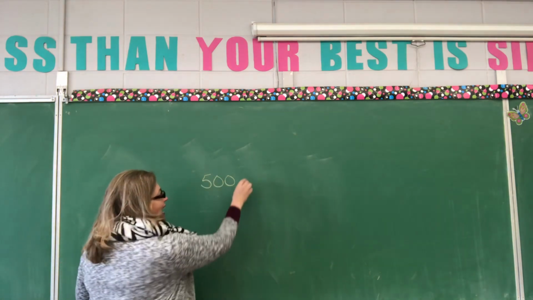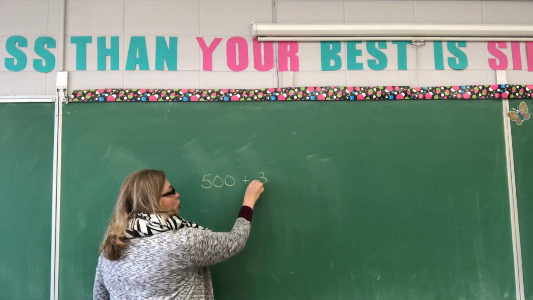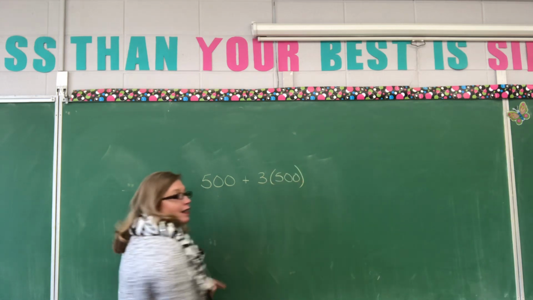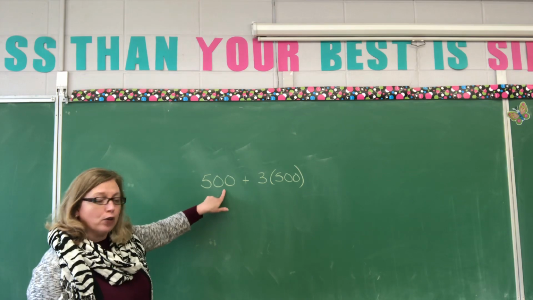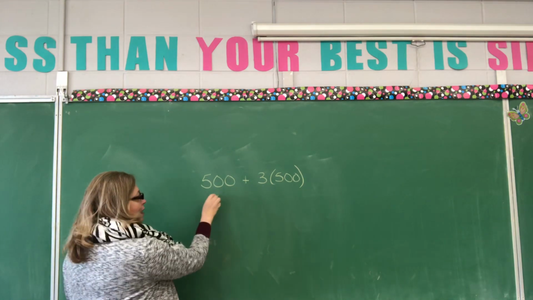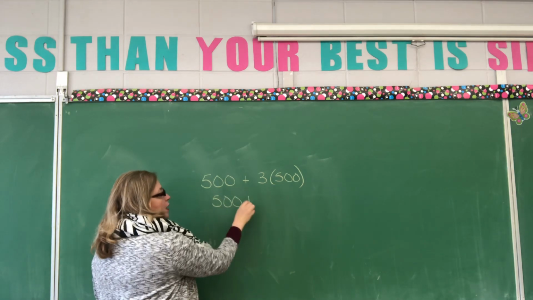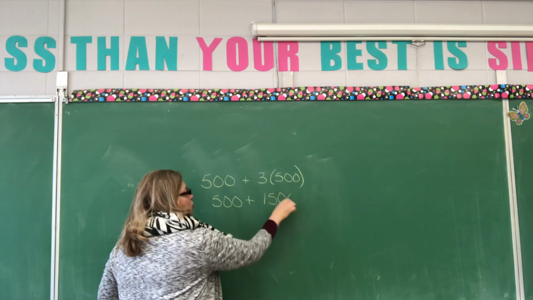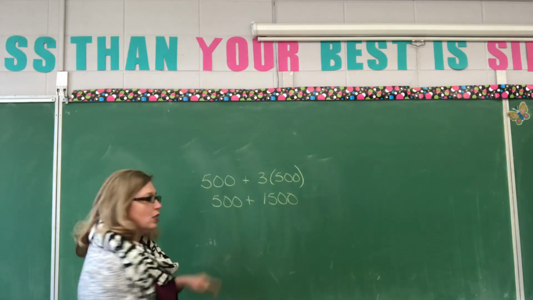So I'm going to triple the pace of 500. This is what they did the first 4 hours. This is what they did the second 4 hours. So here we have 500, here we have 3 times 500, which is 1,500. Then we're going to add those together.